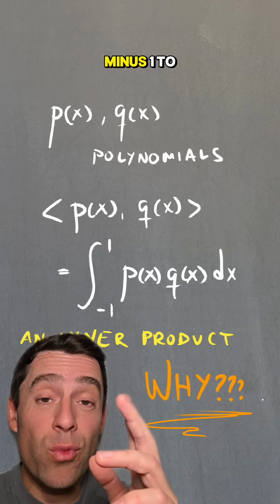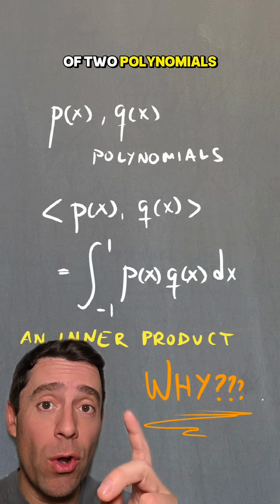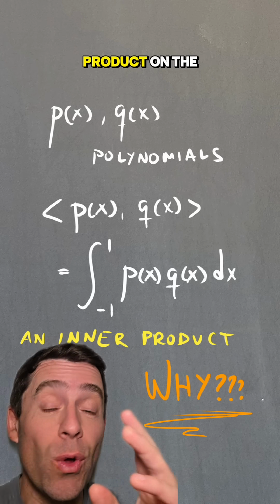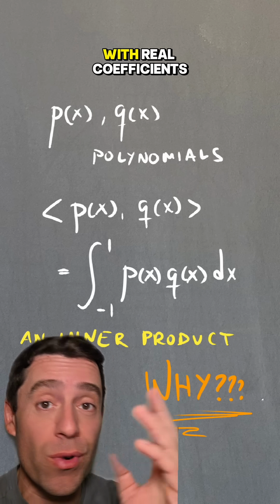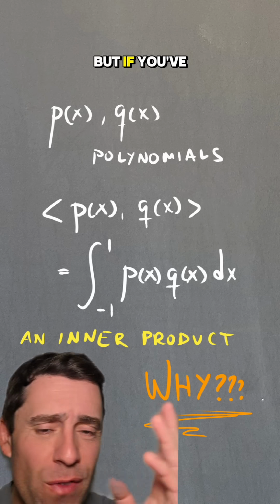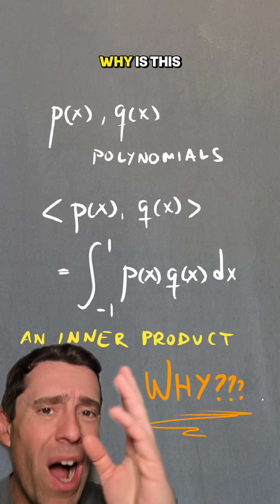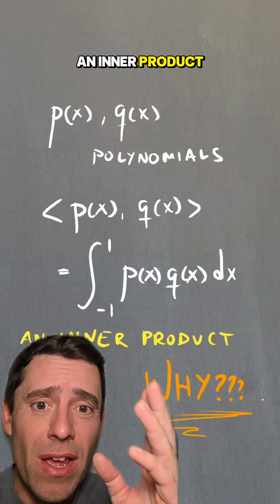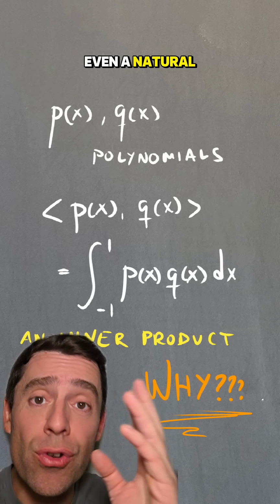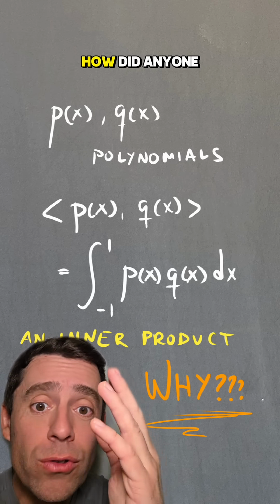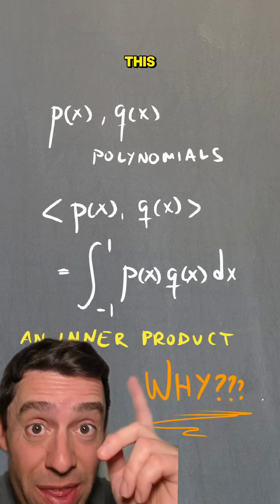The integral from -1 to 1 of the product of two polynomials defines an inner product on the space of polynomials with real coefficients. But if you've never seen this before, you might be wondering, why is this an inner product? Why is this even a natural thing to consider? How did anyone come up with this?